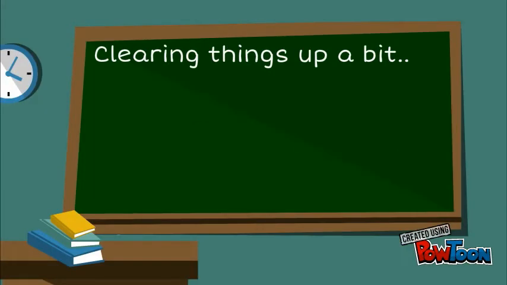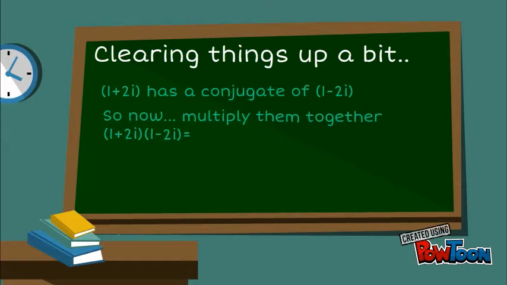Now, let's go through an example of conjugates so you can see how exactly a conjugate helps, especially when doing division. So, 1 plus 2i has a conjugate of 1 minus 2i. Now, multiply them together and you get 1 minus 2i plus 2i minus 4i squared.